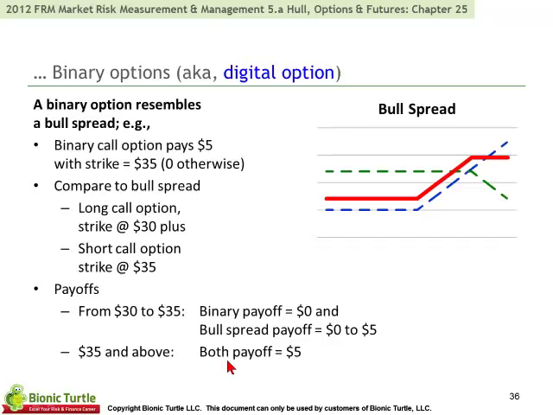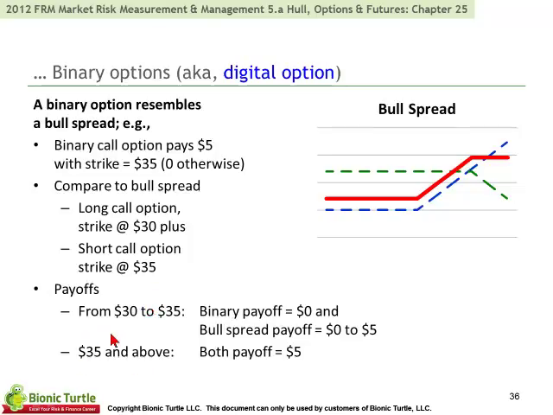A binary option resembles, but is not the same as, a bull spread. So here's that bull spread. For example, we could have a binary call option that pays $5 with a strike price of $35. So if the stock rises above $35, it pays off the $5. And we might compare that to a bull spread: long a call option with strike at 30, plus short a call option, strike at 35. So there we've got a bull spread, long a call, short a call with a higher strike price.